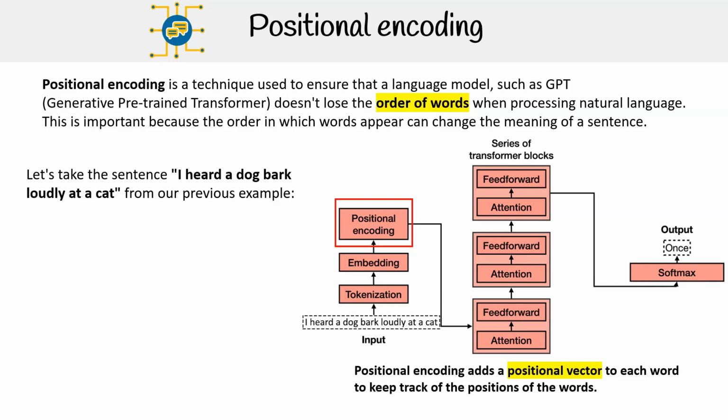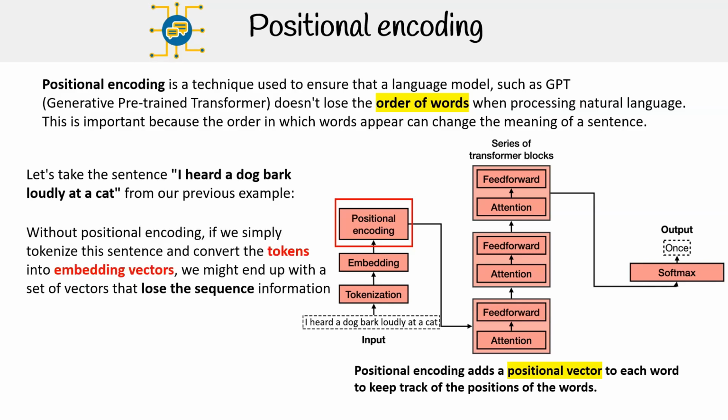Let's take the sentence "I heard a dog bark loudly at a cat" from our previous example. Without positional encoding, if we simply tokenize this sentence and convert the tokens into embedding vectors, we might end up with a set of vectors that lose the sequence information. Positional encoding adds a positional vector to each word in order to keep track of the positions of the words.